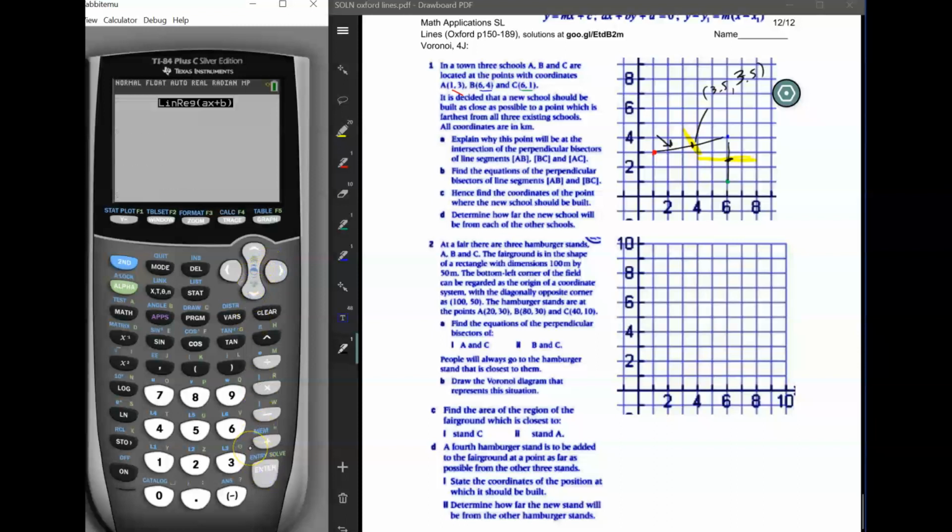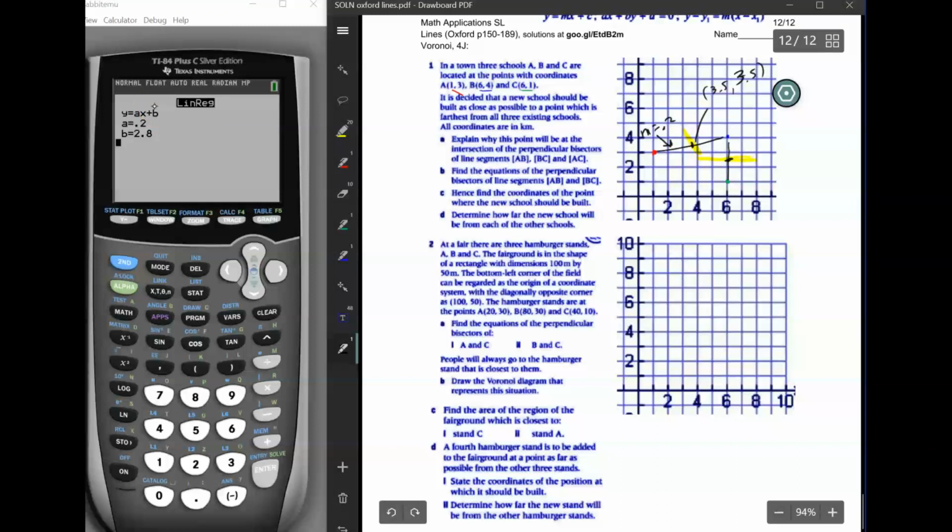And L1, L2 is what we want. Then we go down to calculate. And the a value in the LinReg equation is going to be the slope. So the slope of the black line is 0.2. Let me write it in black.